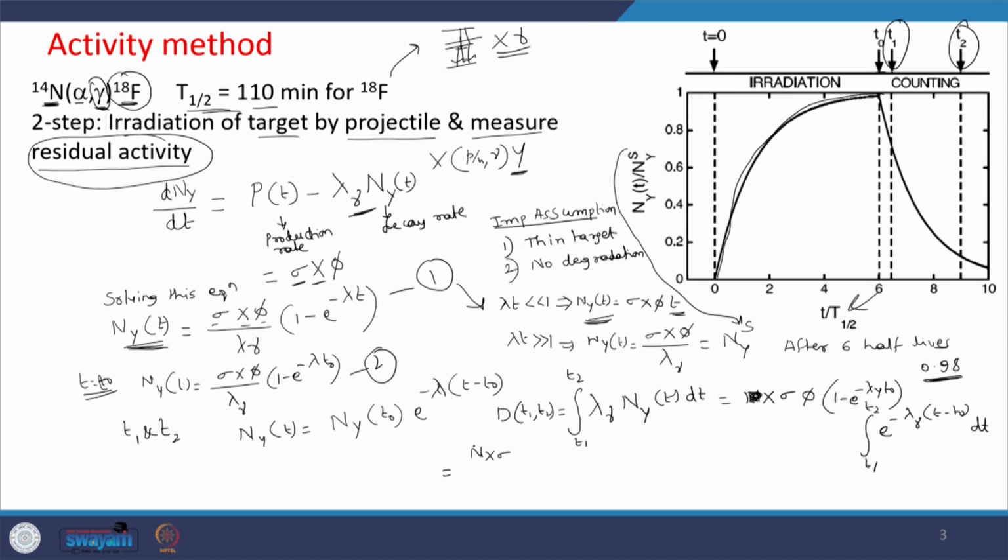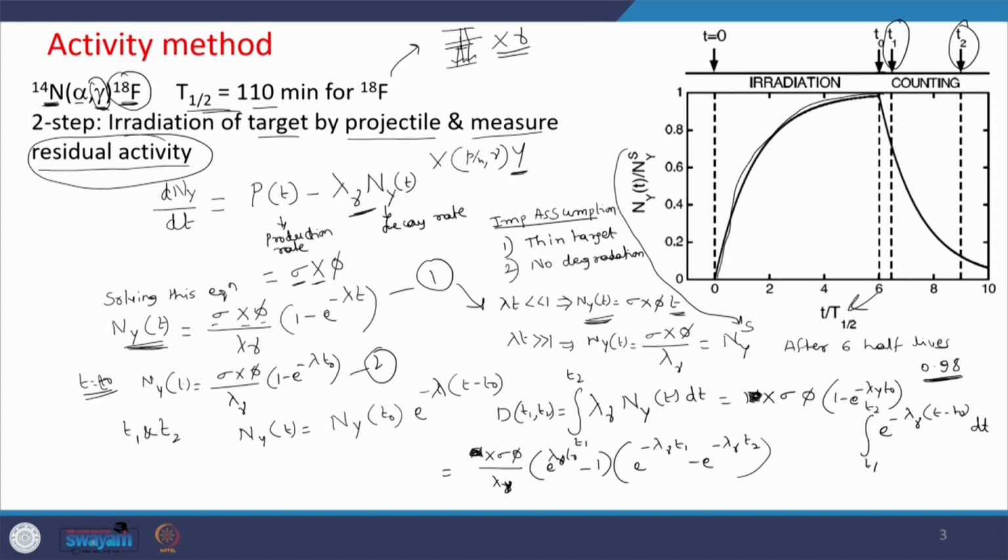So, this is basically N_x sigma flux divided by lambda_y, times (e to the power of lambda_y t_0 minus 1), times (e to the power of minus lambda_y t1 minus e to the power of minus lambda_y t2). So, here I have given you the number of disintegrations between t1 and t2.